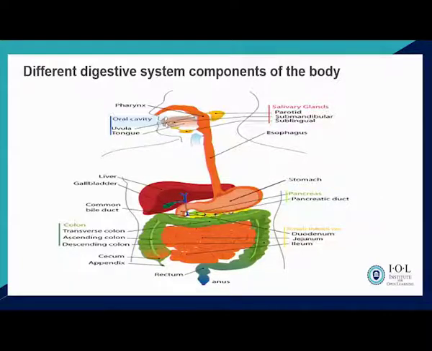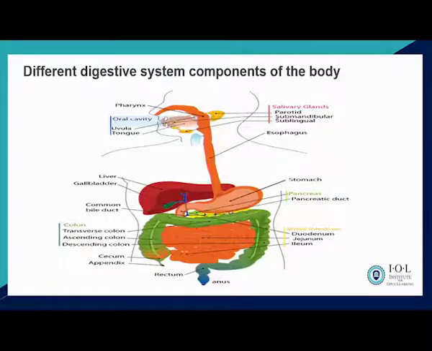You also have now the colon. The colon has different sections, which are the transverse colon, ascending colon, and the descending colon. After that, you now have the cecum and then the appendix. The appendix is one of the body parts that normally has a problem. It swells, and then it can also burst if it is not handled or diagnosed early enough.